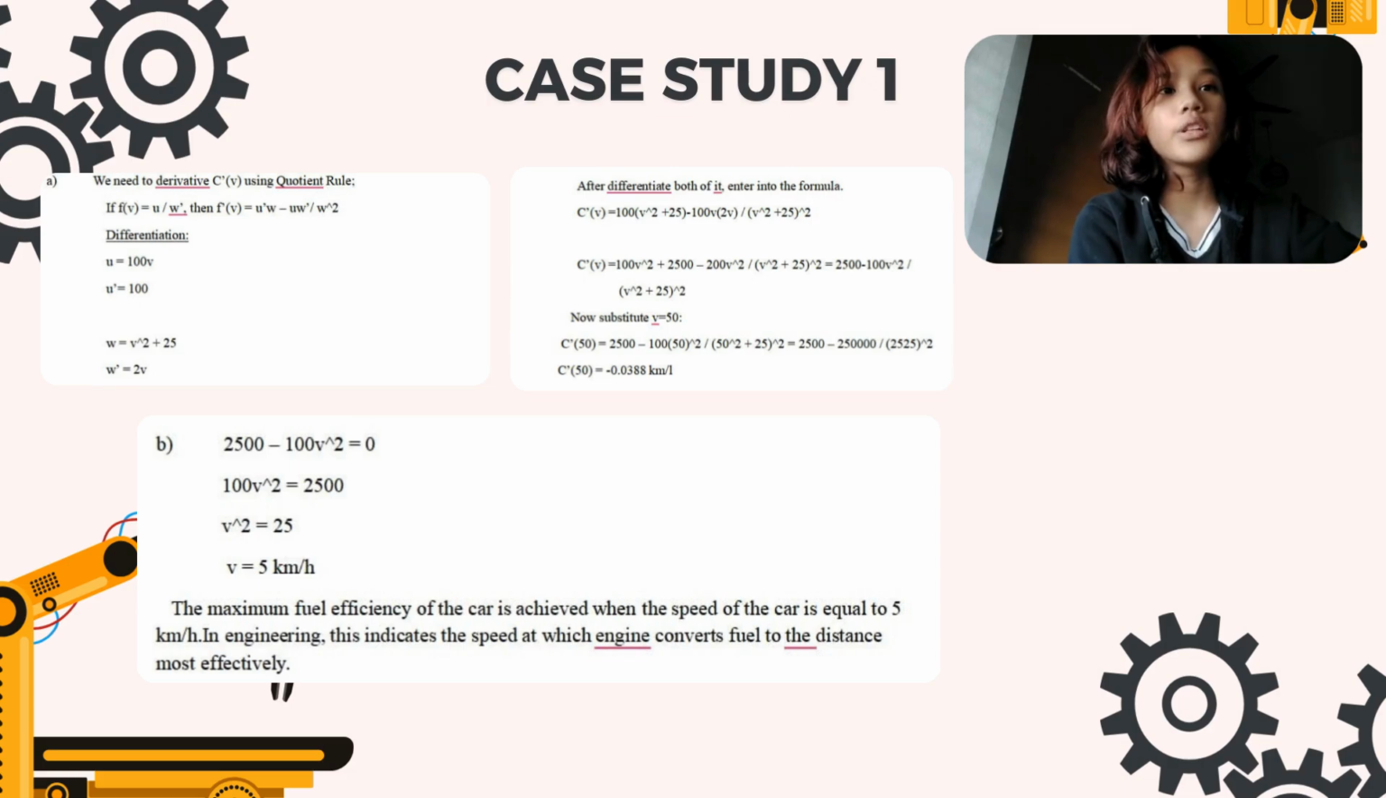To find the maximum fuel efficiency, we set the derivative equal to 0. So we solve negative 100 V squared plus 2500 equals 0. Rearranging gives V squared equals 25. Therefore, V equals 5 km per hour. This shows that the maximum fuel efficiency occurs at 5 km per hour. Differentiation helps engineers determine the optimal operating speed to reduce fuel usage and operating costs.